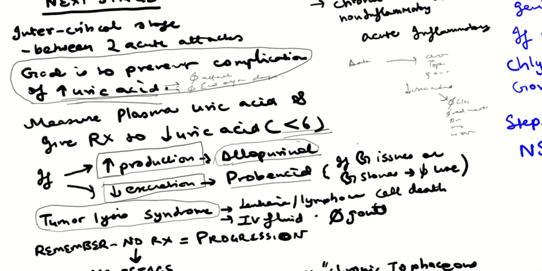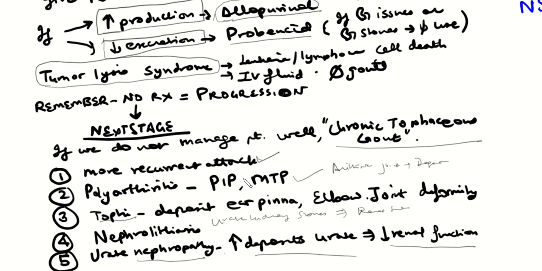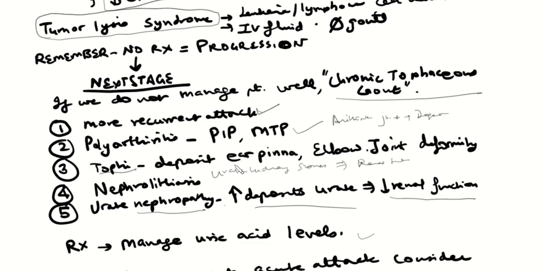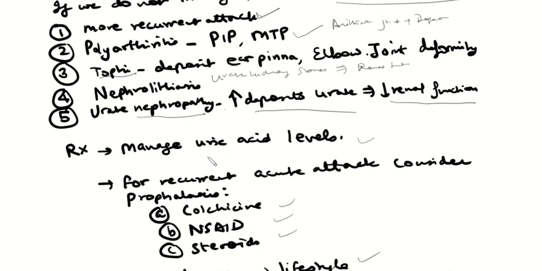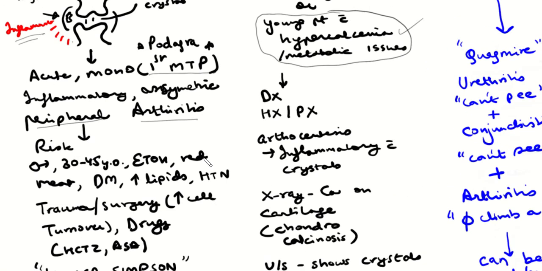For chronic gout management, again, overproduction allopurinol, under excretion probenecid. And you can find more information in pharmacology related to these two drugs. And we talked about when they progress to chronic tophaceous gout and the patient has not been managed well. Again, you may see things like nephrolithiasis, urate nephropathy, tophaceous deposits in ears and elbows, polyarthritis, and that is crystal disease.